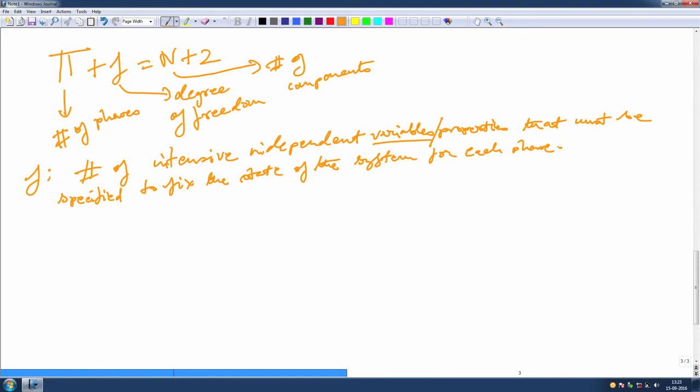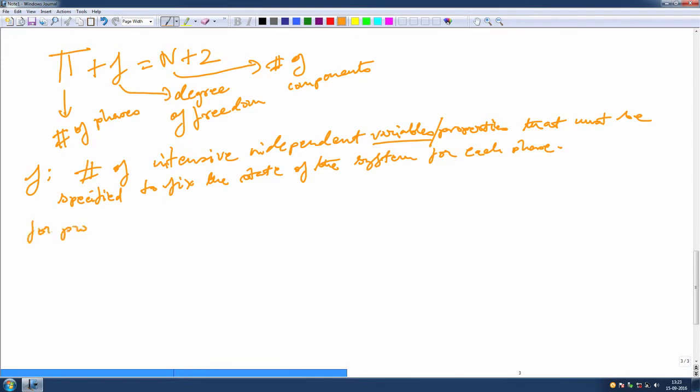So, that is a very clear cut indication of what we mean by the degree of freedom. The degree of freedom essentially means the number of intensive independent properties that must be specified to fix the state of the system for each phase. Okay. So, let us say for pure substance, let us take some examples.